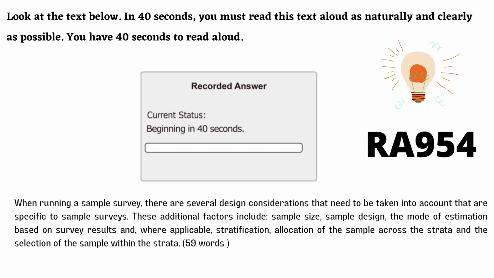When running a sample survey, there are several design considerations that need to be taken into account that are specific to sample surveys. These additional factors include sample size, sample design, the mode of estimation based on survey results and, where applicable, stratification, allocation of the sample across the strata, and the selection of the sample within the strata.